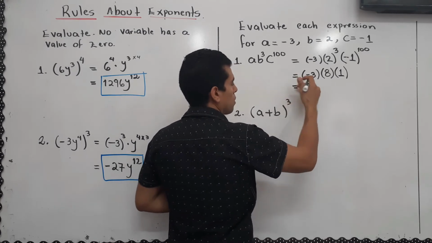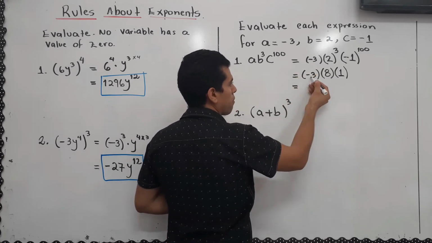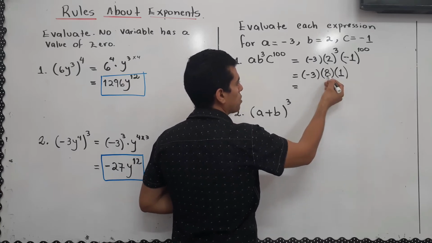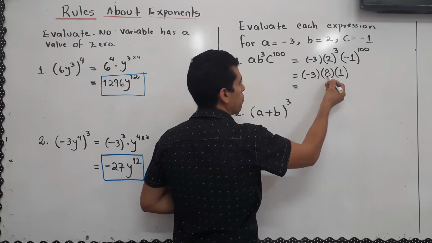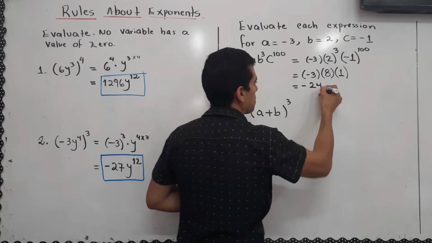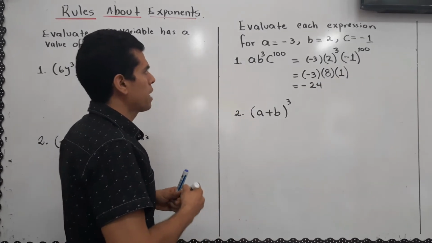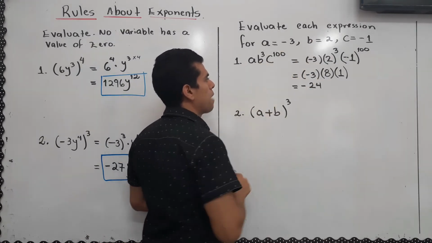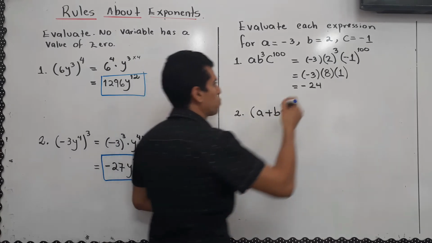Then, following PEMDAS, negative 3 multiplied by 8 multiplied by 1. Negative 3 multiplied by 8 is negative 24, and negative 24 multiplied by 1 is going to be negative 24. So the answer of this exercise, when I am evaluating it with these values, is going to be negative 24.